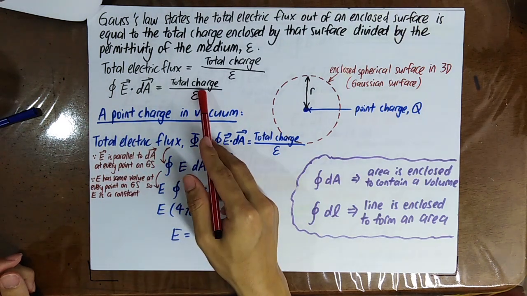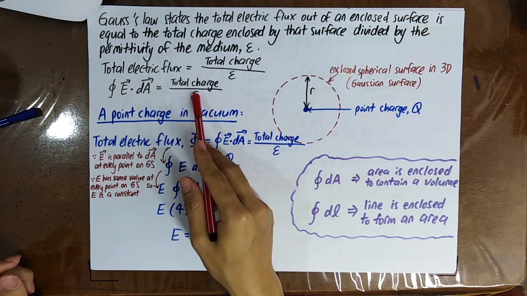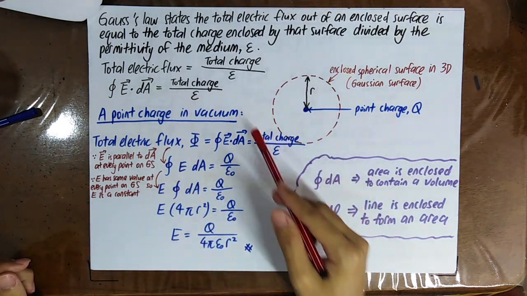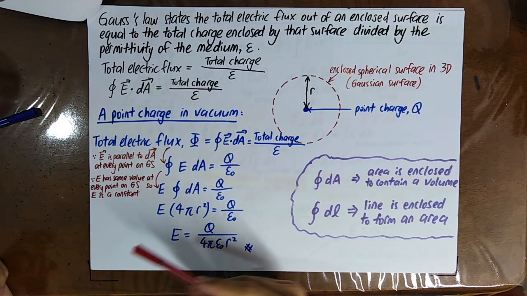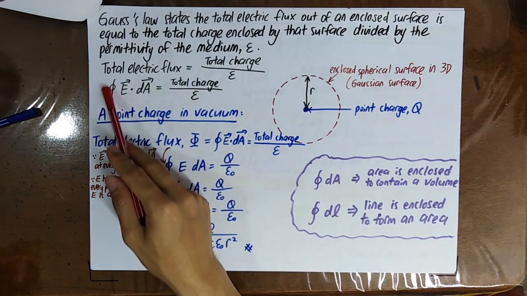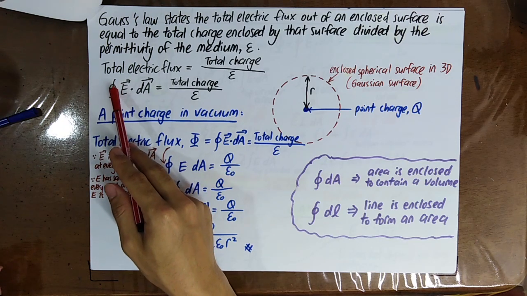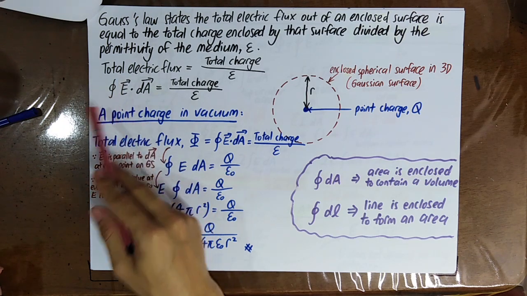Okay, when you are in a medium, then you use epsilon. When you are in the vacuum, you use epsilon naught. So may I know what this means? What does this circle on the integral sign mean?